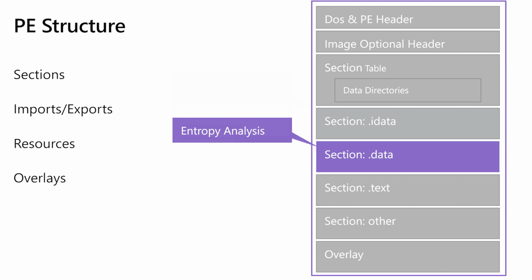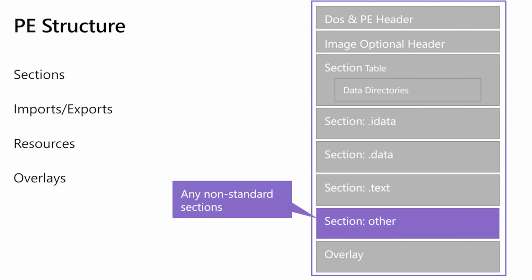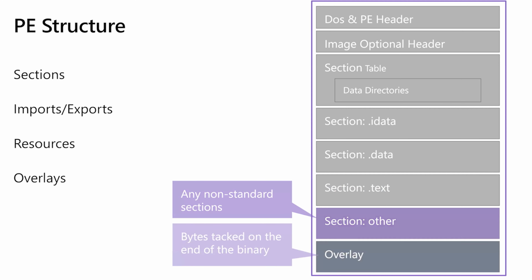And then the data section. This is kind of jumbled blobs of data that are going to be used: strings, completely large blobs, encrypted data, who knows? And then the text section. This is where all the code lives. So obviously we want to do some type of binary slicing or focus on the functions here. And then finally, any non-standard sections. For instance, if you're using a UPX packed file, it's going to have an extra section just for the UPX code to live.